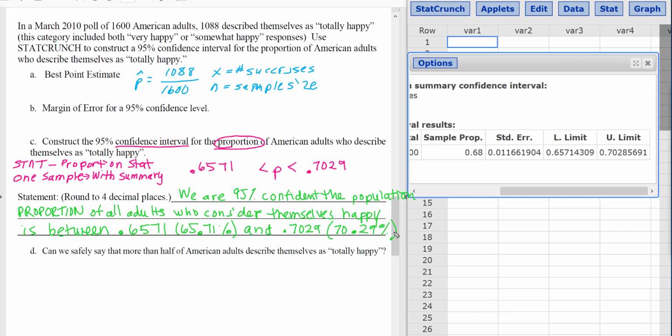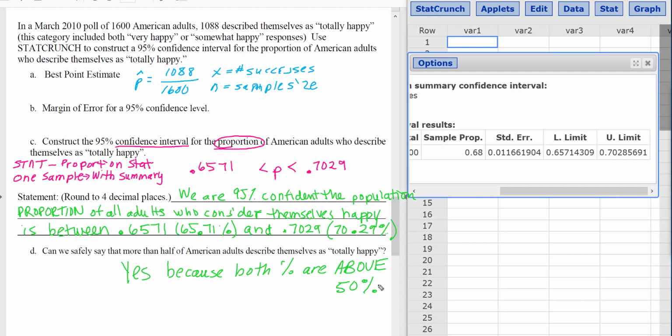Now it says, can we safely say that more than half of American adults describe themselves as totally happy? The answer to this would be yes. And the reason why is because both percentages are above 50%. So we can safely say, if one of those was below 50%, we could not safely say that the population percentage would be above half.